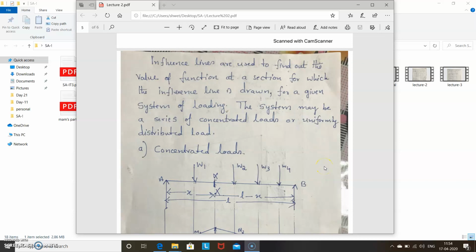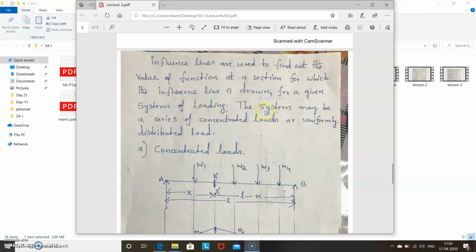Hello everyone. Last class I showed how to draw ILD for reactions at A and B and the shear force Vx and bending moment Mx. Now we will see how influence lines are used. Influence lines are used to find the value of a function at a section for which the influence line is drawn, for a given system of loading.